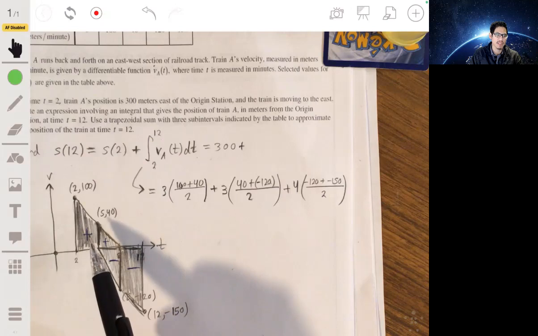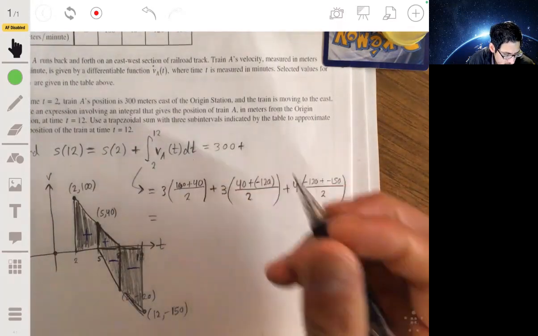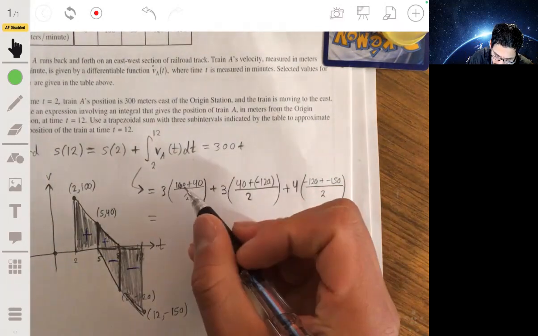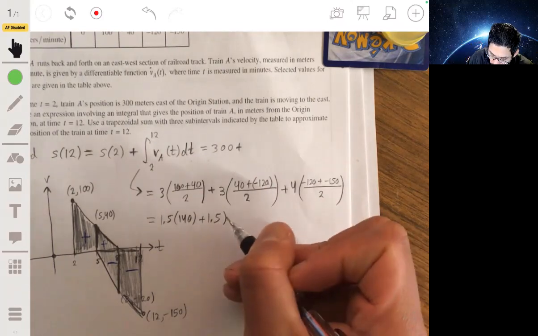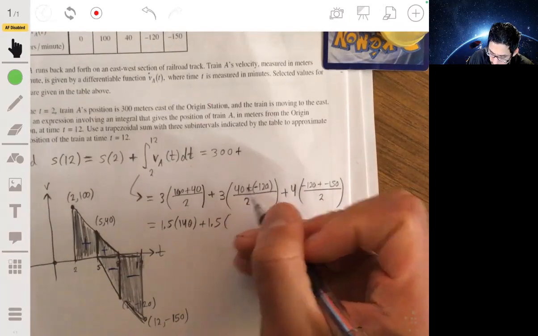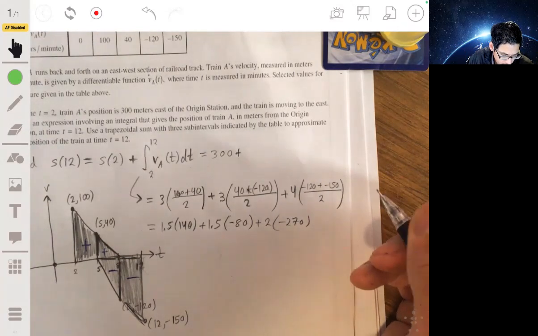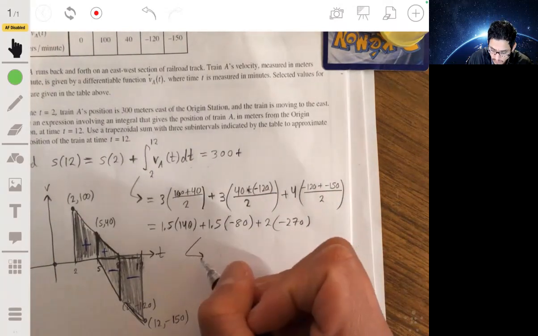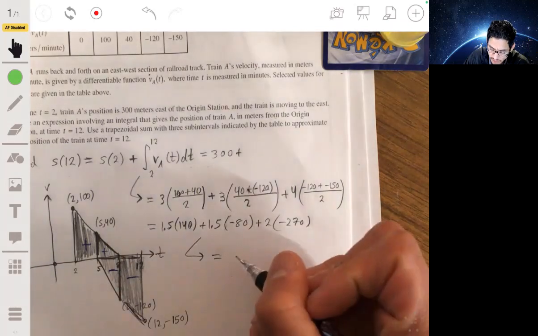Again, we're using the bases to get an approximation with these trapezoids. That'll be 1.5 times 140, plus 1.5 times negative 80, plus 2 times negative 270. And we get negative 450.